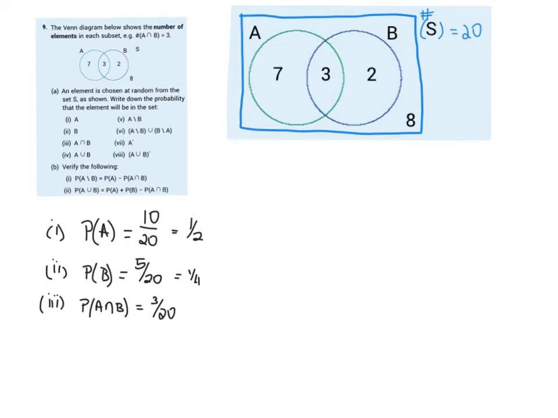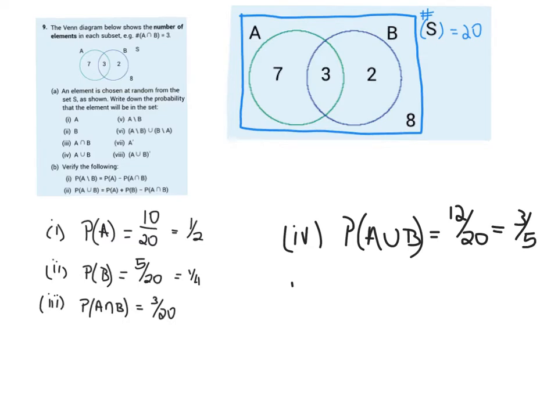Next is part 4, the probability of A union B. So it's anything in A or in B. So it's 7 plus 3 plus 2, which is 12 out of 20, which is equal to 3/5.